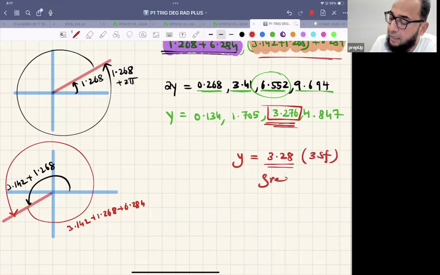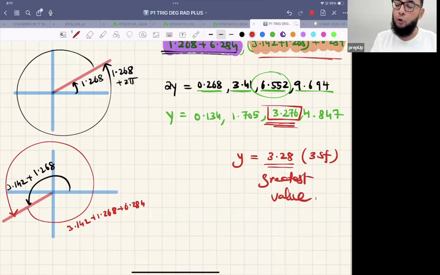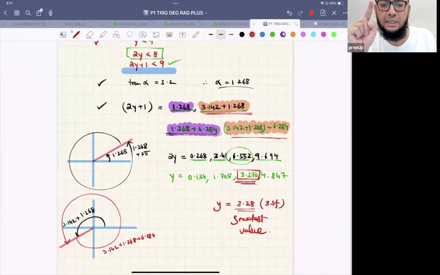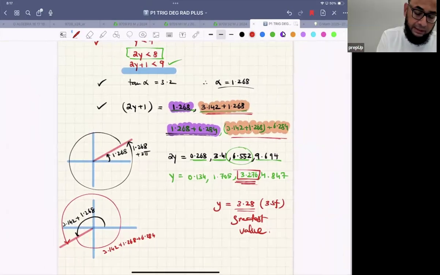This is the greatest value. Now just have a good look at it, because this was not an easy question. By the way, this particular question is from AddMaths.